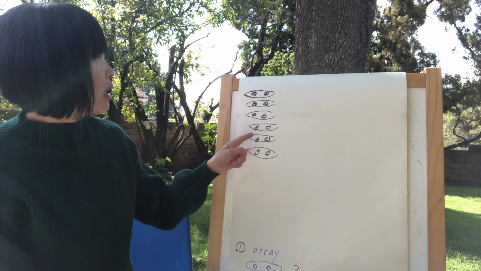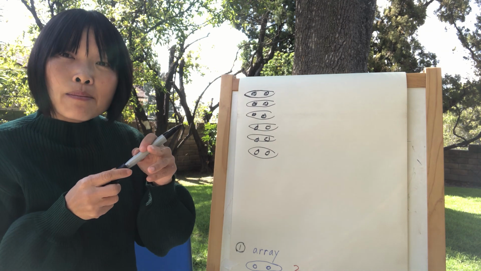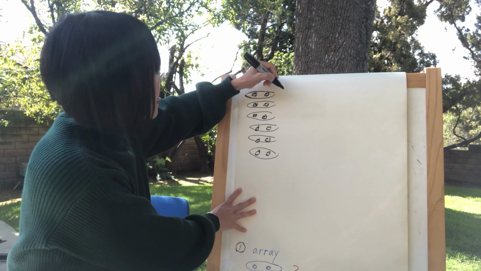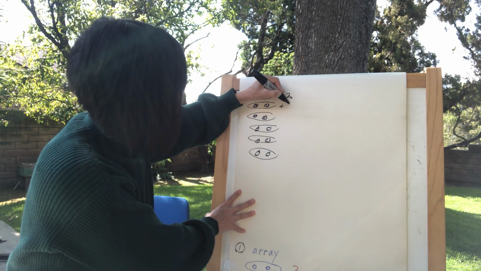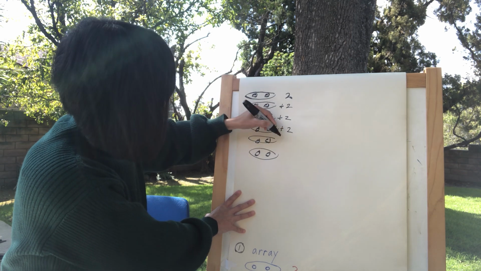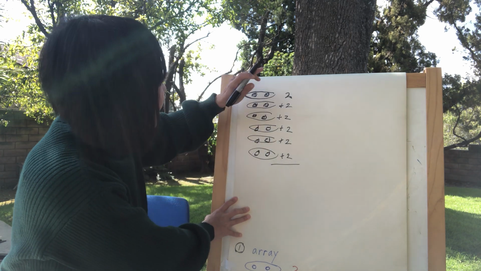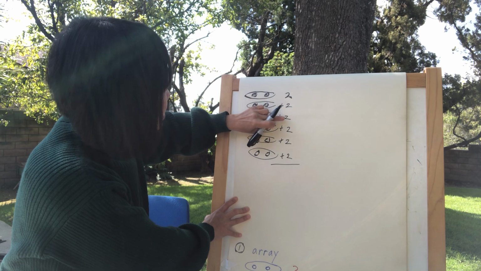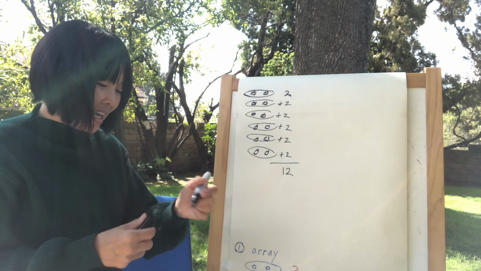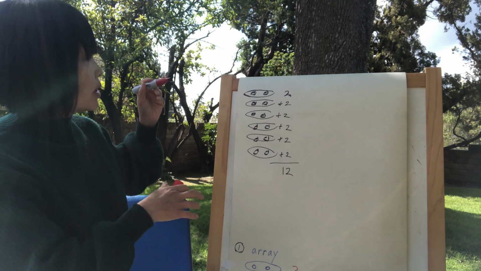Now I want you to see that you could use numbers, repeated addition, to find the total. 2 plus 2 plus this 2 plus this 2 plus this 2 plus this 2 is 2, 4, 6, 8, 10, 12. The total is 12. Okay, let's move on to the next example. You getting the swing of this? Okay.